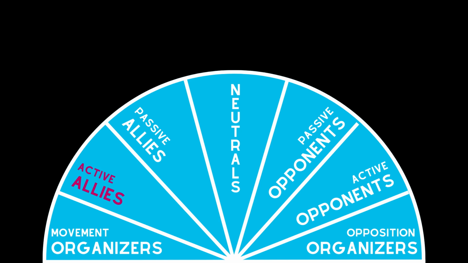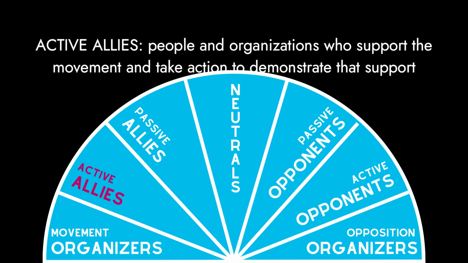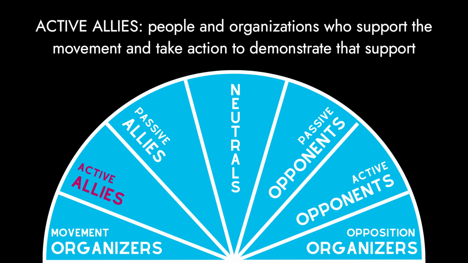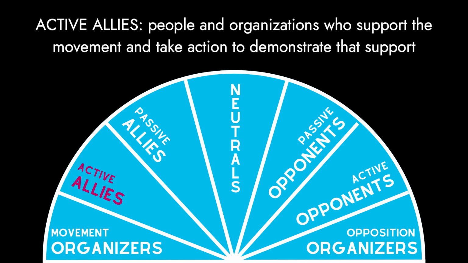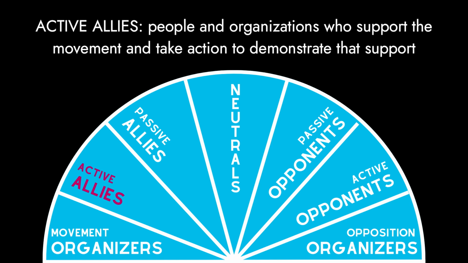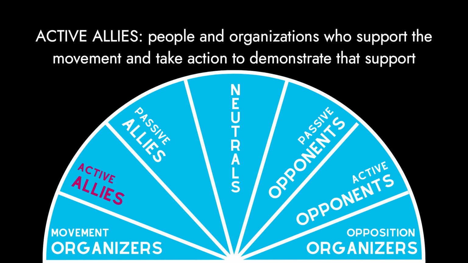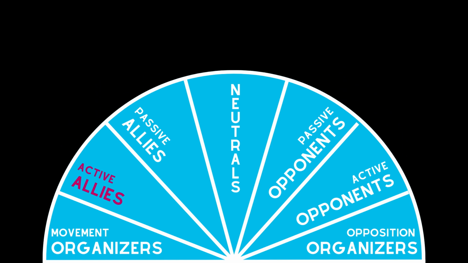That brings us to active allies. And active allies are anybody who supports an issue and takes action to demonstrate their support. So for example, people who volunteer on climate justice campaigns, who show up to protests, who testify at city council meetings. They're the people power part of the movement for climate justice.